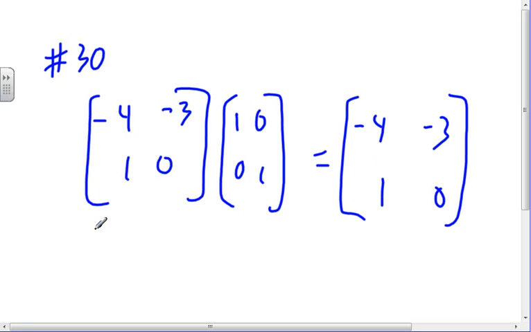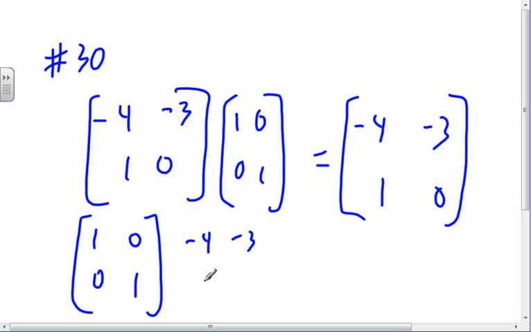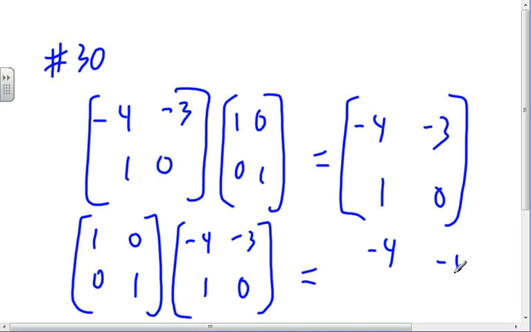Do I have to do it the other way? Only because the problem said to do it again, so I'd have to do it. But obviously I've already done it when I did it with A's and B's. If it worked with A, B, C's, and D's, it has to work with real numbers, right? First row, first column, minus 4. First row, second column, minus 3. Second row, first column, 1. Second row, second column, 0. And that works fine too. Wow.